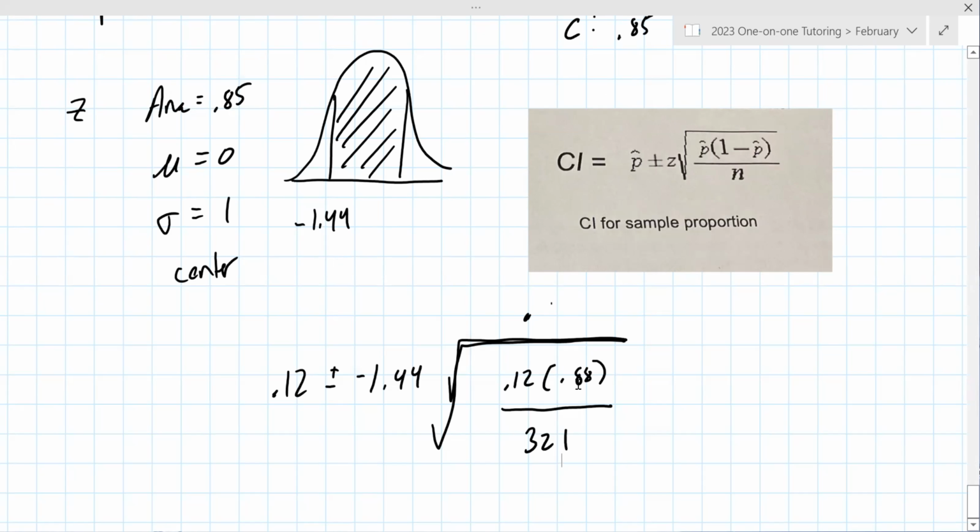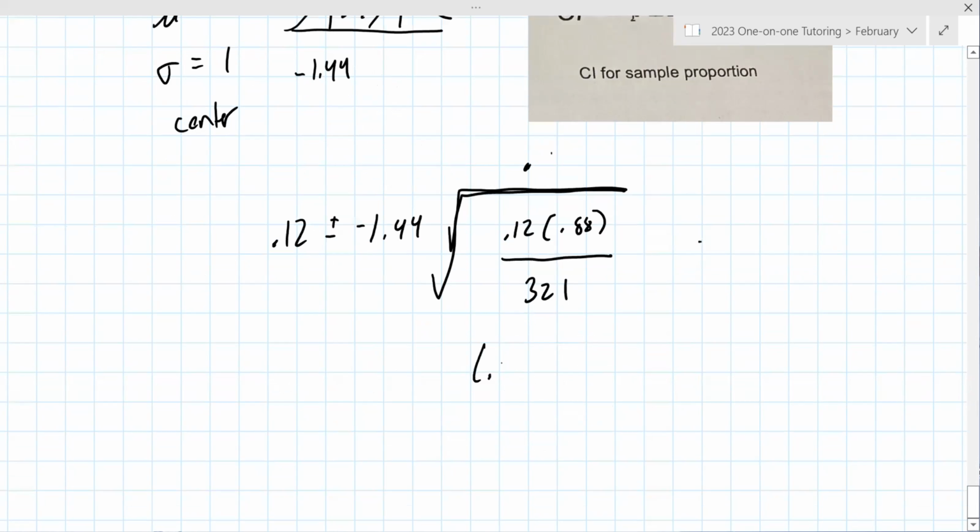I'm trying to see where the difference is, because I left, so under the square root in the parentheses where it says 1 minus p hat, I had 1 minus negative 1.44. Okay, that will do it. So you end up getting, if you have time, you can obviously redo the calculation, but it's 0.0939 to 0.1461. Mm-hmm. Doing it this way.